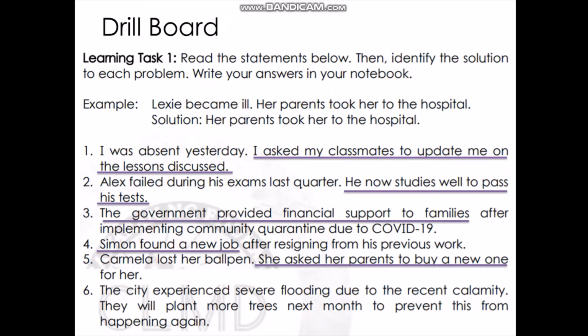Because the problem was Carmela lost her ball pen. Last number 6. The city experienced severe flooding due to the recent calamity. They will plant more trees next month to prevent this from happening again. What is the solution? The city experienced severe flooding due to the recent calamity. They will plant more trees next month to prevent this from happening again. So, what is the solution?